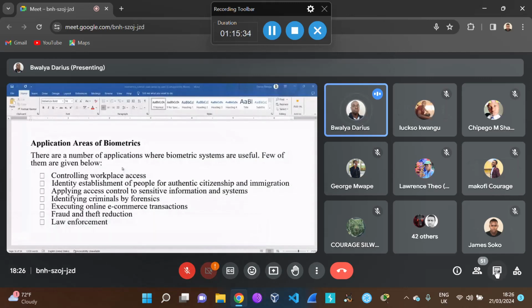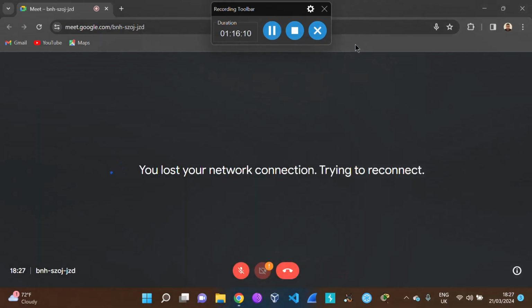So when somebody is having a party like that and viewing a game, an Arsenal match and so on, you need to be very careful. Okay, good. So controlling workplace access, physical access control, that's one application. Then you get identity establishment of people for authentic citizens. People can just pass through the bush and they are in another country.